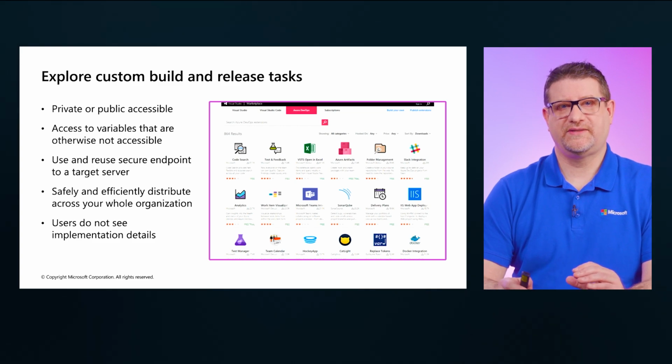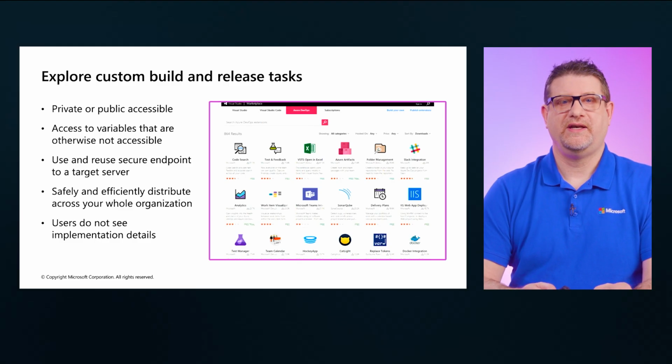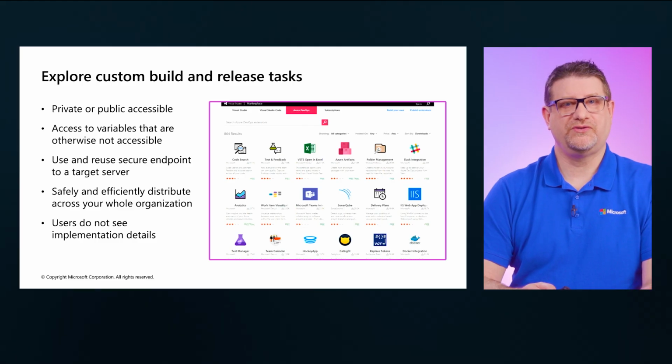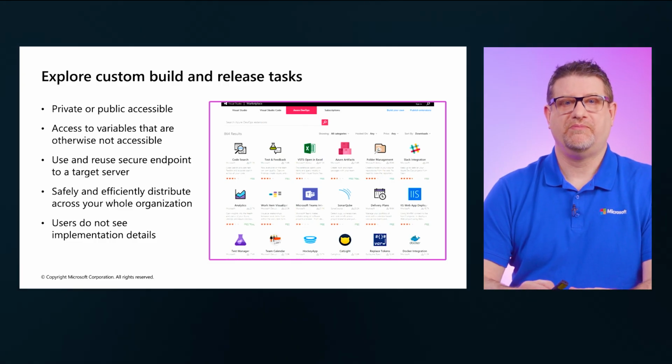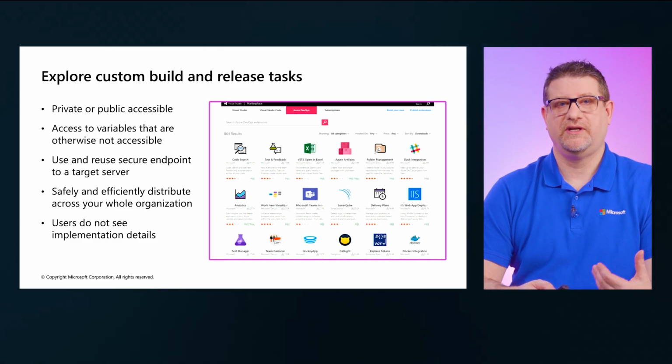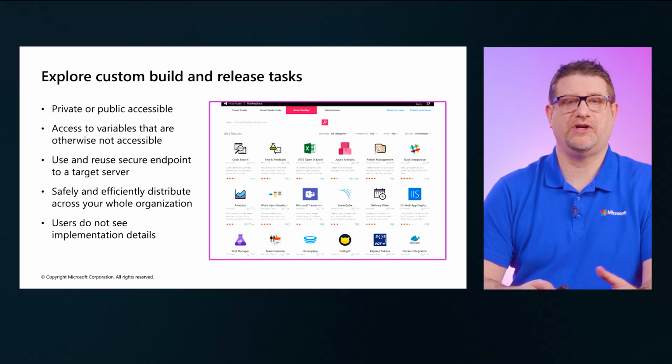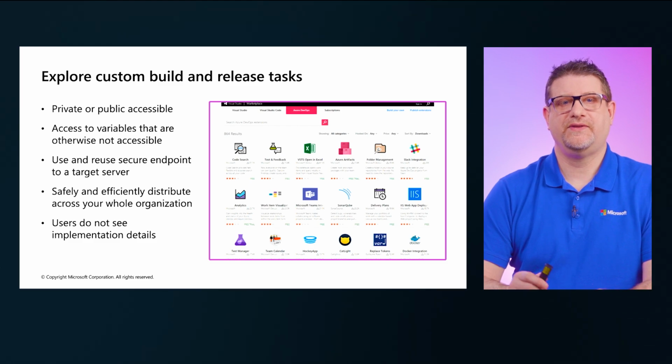Custom build and release tasks in Azure DevOps give us more flexibility to automate specialized deployment steps that aren't covered by the standard tasks. These tasks can be made private for internal use or shared publicly across organizations, allowing us to access variables and secure endpoints that might otherwise be restricted. By leveraging custom tasks, we can safely and efficiently distribute deployment logic and ensure sensitive details like credentials or implementation specifics are hidden from users who don't need to see them.